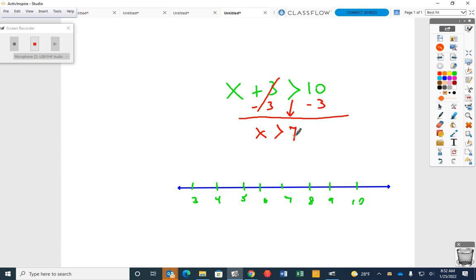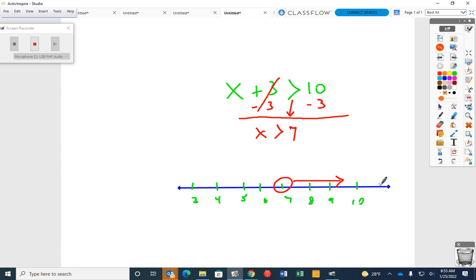7. So I go to 7, and is it open or closed, peeps? Open. Which direction is it going to go? Right. What do I know? x has to be what? Right. x has to be greater than 7. Which direction is greater than? Right. That way. Now let's see if it's true. Talia, pick a point over here.